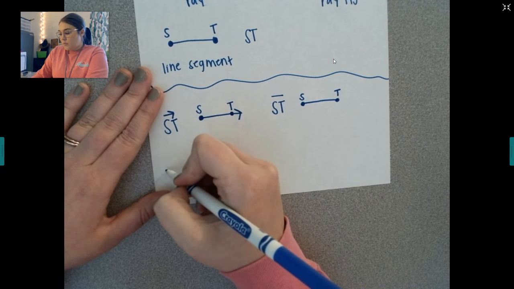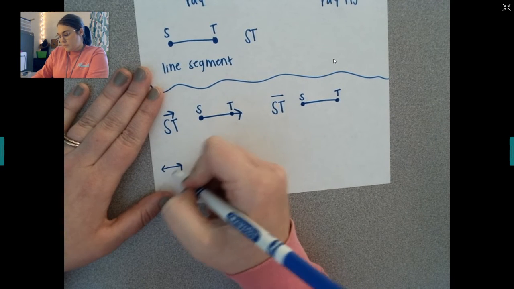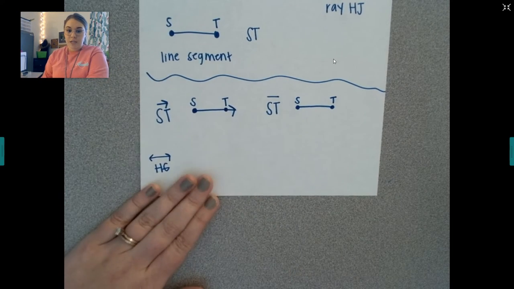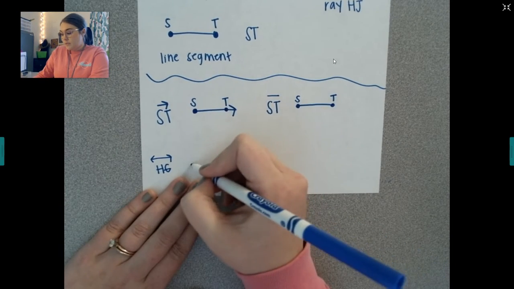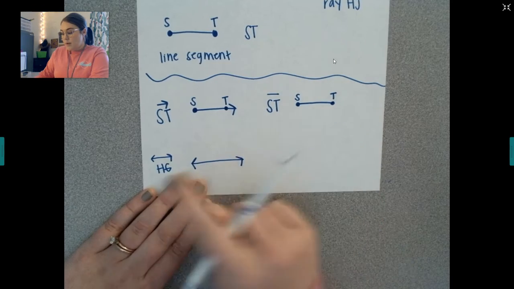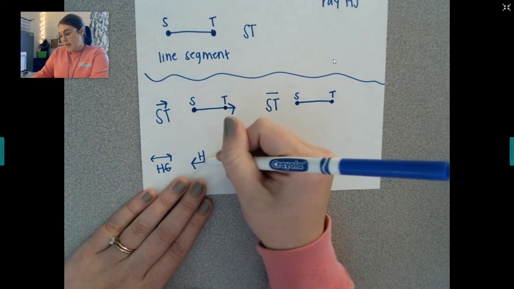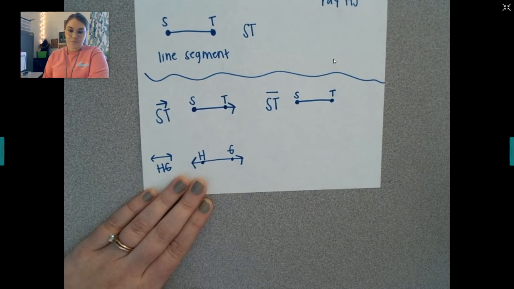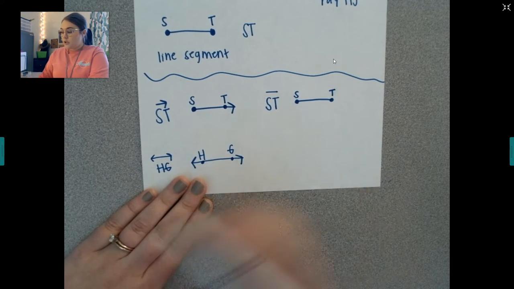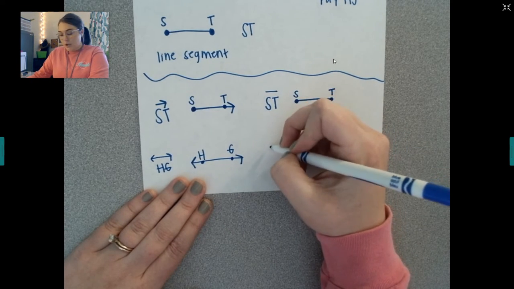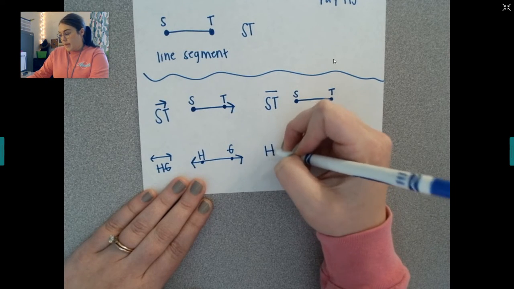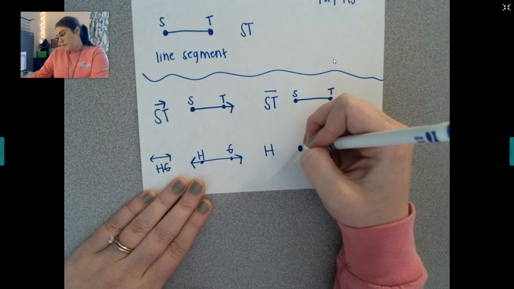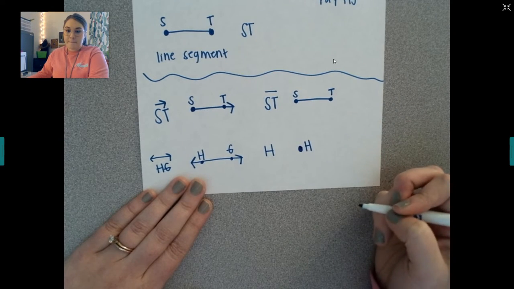Let's do another one. What if it showed you HG? Told you to label it HG. This has no endpoints because it's a line, and you would label it HG. Finally, I want to show you what a point would look like. What if it showed you H, like a point, and you would just draw a point and label it H?